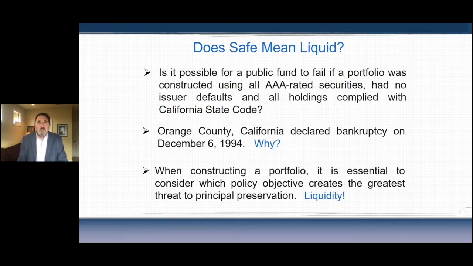It had everything to do with the fact that they did not have adequate liquidity or prepare for that in the construction process, such that they were forced to liquidate at a very bad time in the marketplace. Back in '94, the Fed was raising interest rates. They were over-concentrated. They had a mismatch of their liabilities or their duration. Long story short, they did not understand liquidity is likely the greatest threat to a public funds portfolio, and one of the most important considerations when constructing a portfolio from the investment policy objectives.